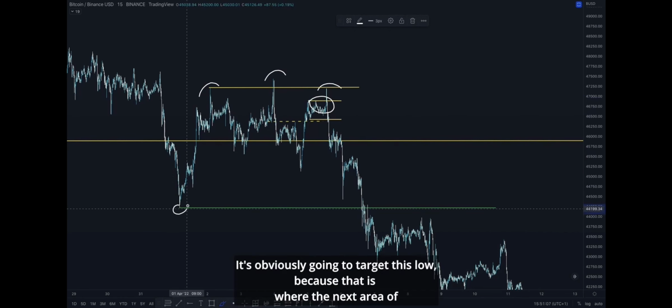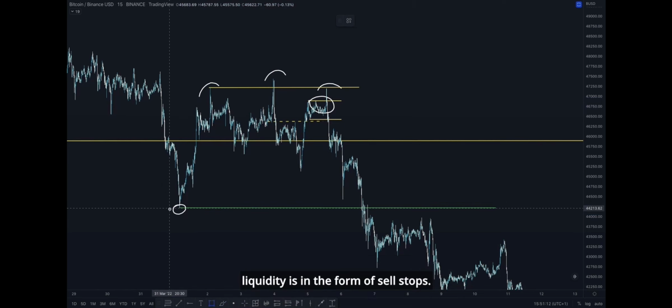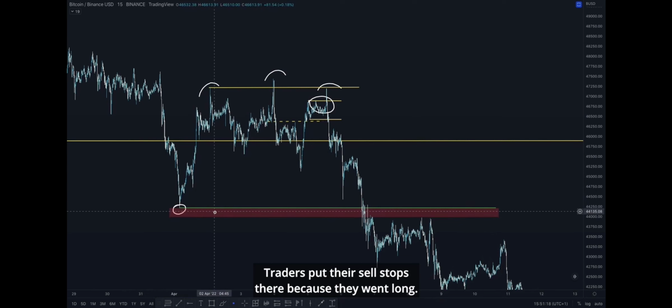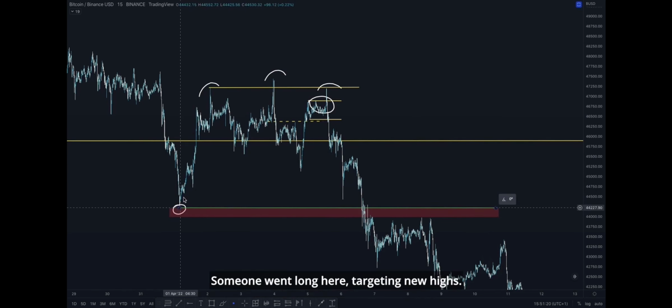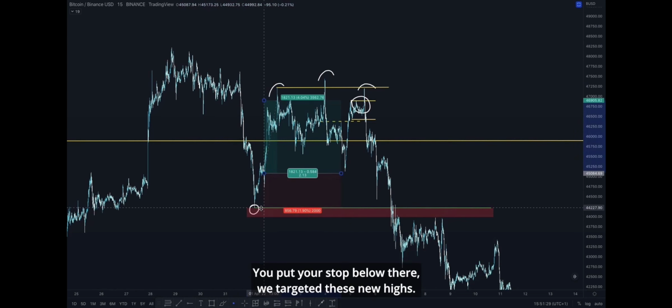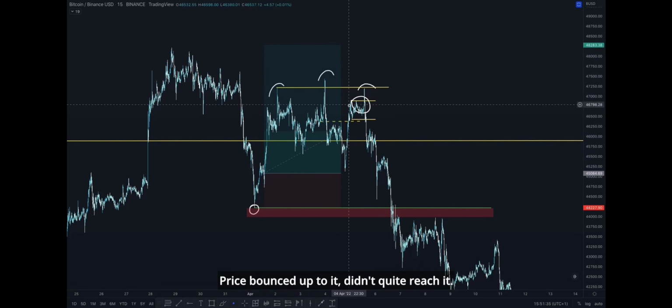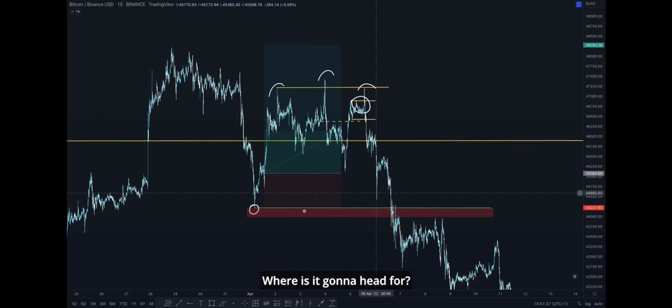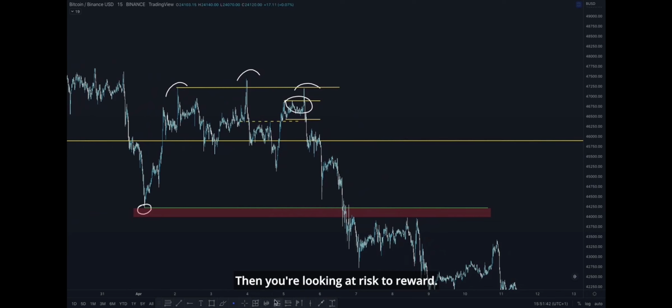It's obviously going to target this low, because that is where the next area of liquidity is, in the form of sell stops. Traders put their sell stops there because they went long. Someone went long here, targeting new highs. They put their stop below there. So let's imagine you went long here, you put your stop below there, you targeted these new highs, price bounced up to it, didn't quite reach it, reverses, where's it going to head for? Going to head for your stop loss.